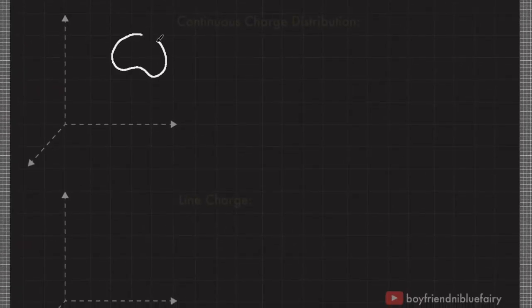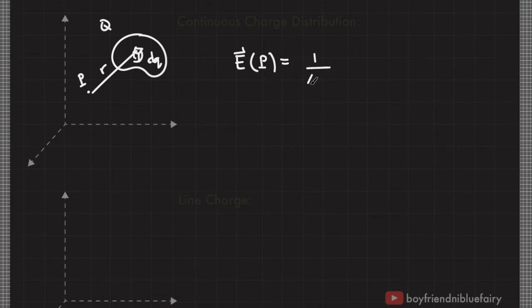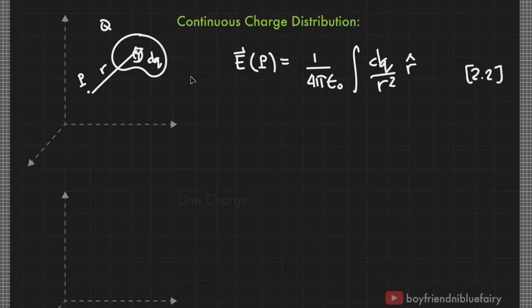If you have a continuous charge distribution, for example, the total charge of this volume charge distribution is Q, then let's choose just an infinitesimal element of this distribution and name it dq. We would like to calculate the electric field, for example, at this point P. So the distance from point P to dq is r. To calculate the total contribution of this charge distribution to point P, we just integrate the contribution from each element. So we write the electric field for this system as E equals 1 over 4 pi epsilon naught integral of dq over r squared r hat. Let's temporarily call this equation 2.2. This is the electric field due to continuous charge distribution.